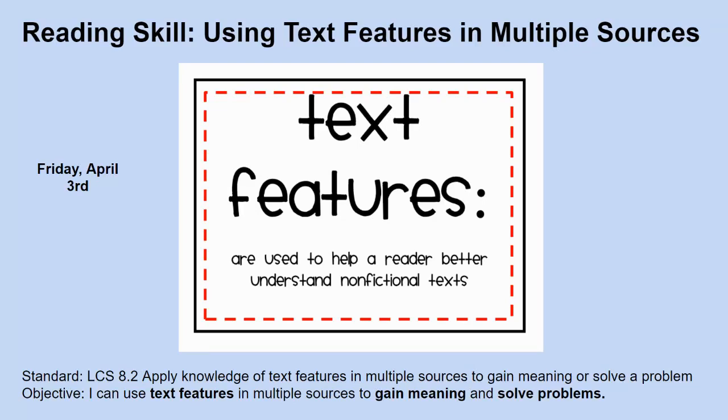Today we're going to return to our work with text features, and we're going to finish our passage about the Titanic. Our objective at the bottom states, I can use text features in multiple sources to gain meaning and solve problems. So in other words, I can use text features to help me better understand what I am reading about.